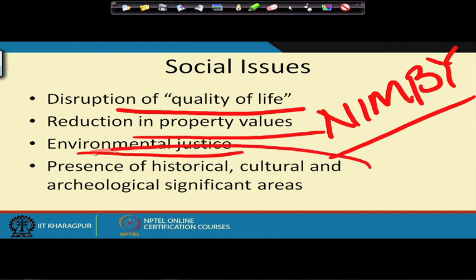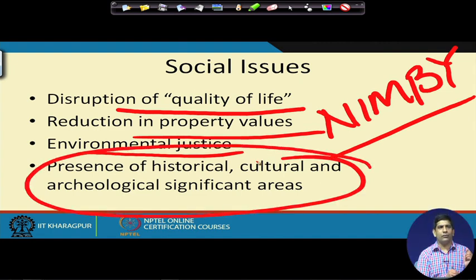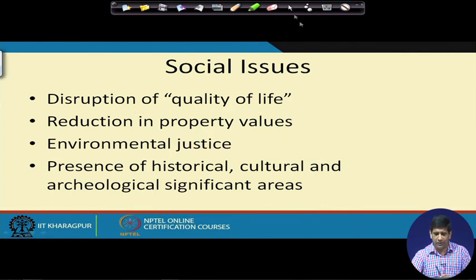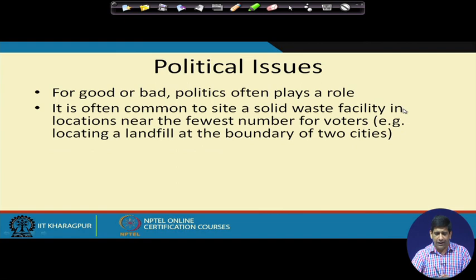And then you have to make sure you don't destroy any historical, cultural and archaeological significant areas. Those things are also very, very important. So these are different issues that need to be considered when you are trying to select a site. And of course, there is a political issue. We'll not talk about it too much, but for good or bad, politics does play a role.